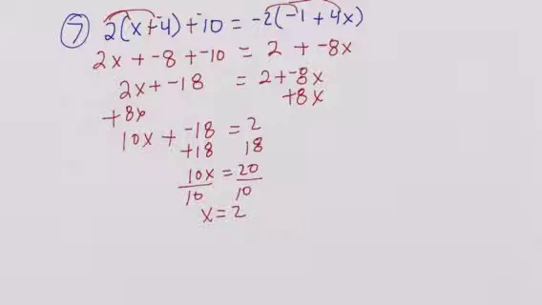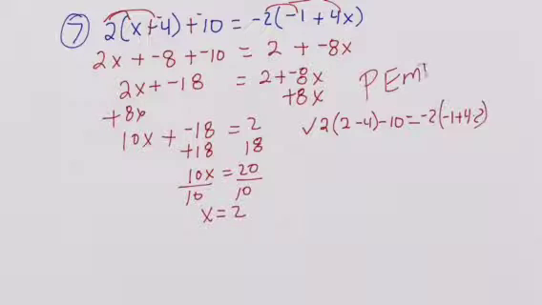So now let's go ahead and check. It's going to be 2 times 2 minus 4 minus 10 is equal to negative 2 times negative 1 plus 4 times 2. Now remember to put the multiplication dot in when you're doing the 4 times 2 because it's already inside a parentheses. Now we have to do PEMDAS in order to check.